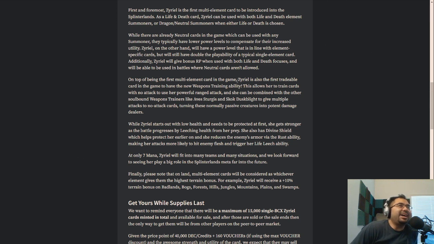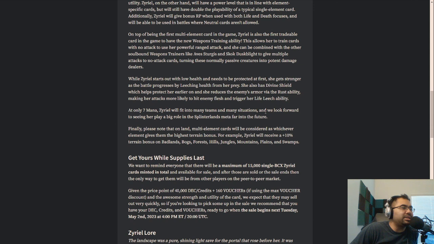So it sucks because I want to start using the weapons training more. I know it's a big part of the meta, but all of my legendary monsters, I think, are still level one. I don't have anything leveled up. And so she can be combined with other soulbound weapons trainers like Ava Sturgis and Skok Duskblight, the two I mentioned earlier, to give multiple attacks to no-attack cards, turning these normally passive creatures into potent damage dealers. So I'm immediately thinking of Pelicor Conjurer, there's Elven Aura.